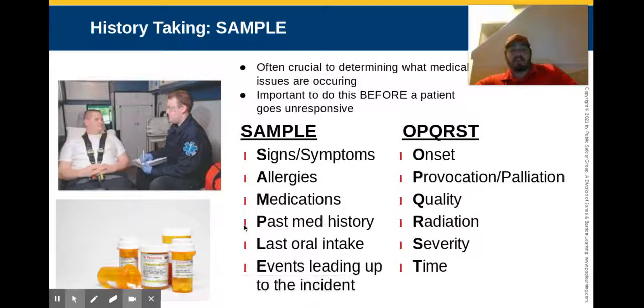And then events leading up to the incident, E. So what was going on when this happened, right? I was driving my car and all of a sudden I passed out and then woke up and I drove into a tree. All right. So E, events leading up to it.